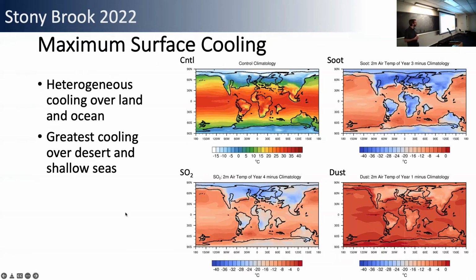Spatially, the cooling is fairly similar for all the different emission scenarios. Here in the top left, I have the pre-impact control climate, with this low latitudinal temperature gradient and overall warm climate conditions. And then I have the year of greatest cooling, the greatest anomaly from the control simulation. In all cases, I'll just focus on the soot example here. The cooling is greatest over the land and in the shallow sea locations where originally we had open ocean, but then the sea ice was able to rapidly advance and you got additional cooling. We also see the smallest amount of cooling in the higher latitude open ocean. I'll talk about why that seems to be the case in a few slides.